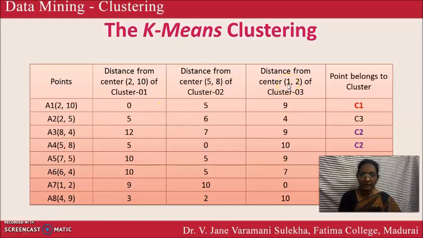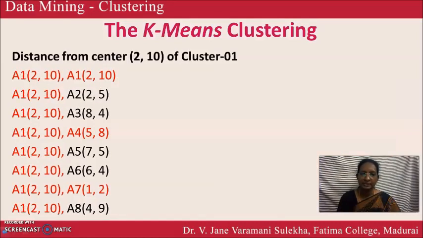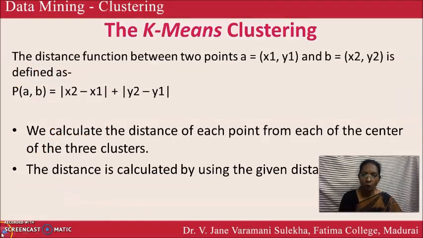Likewise, we are going to find the distance between A7 and A1, A7 and A2. So this will be marked here. So the distance using the formula, this one, that is modulus of x2 minus x1 plus y2 minus y1. This is the formula we are using to find the distance.